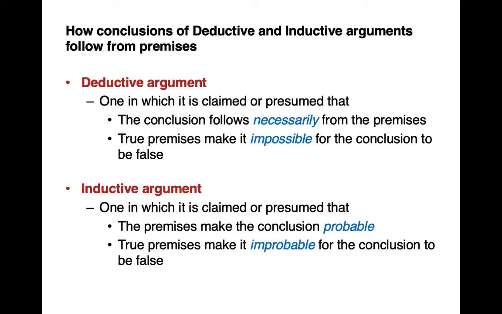A deductive argument is one in which it is claimed or presumed that the conclusion follows necessarily from the premises. Another way of saying this is that true premises make it impossible for the conclusion to be false. In short, the conclusion of a deductive argument contains, if you like, or summarizes information in the assumptions. To the extent that they are true, so is the conclusion.